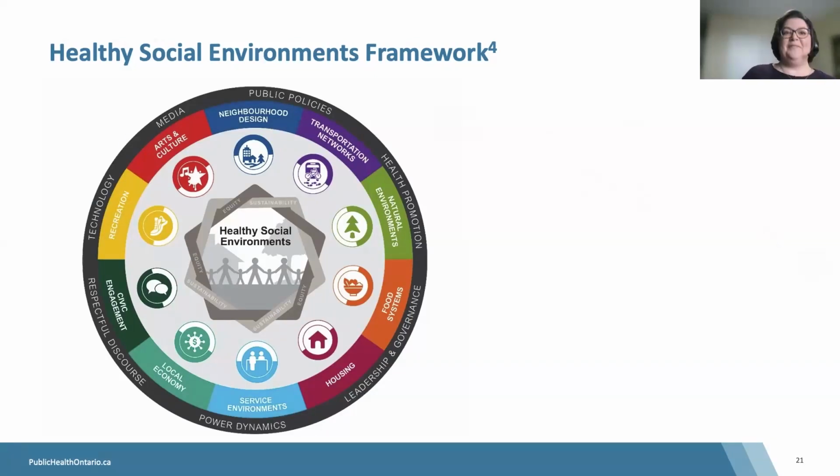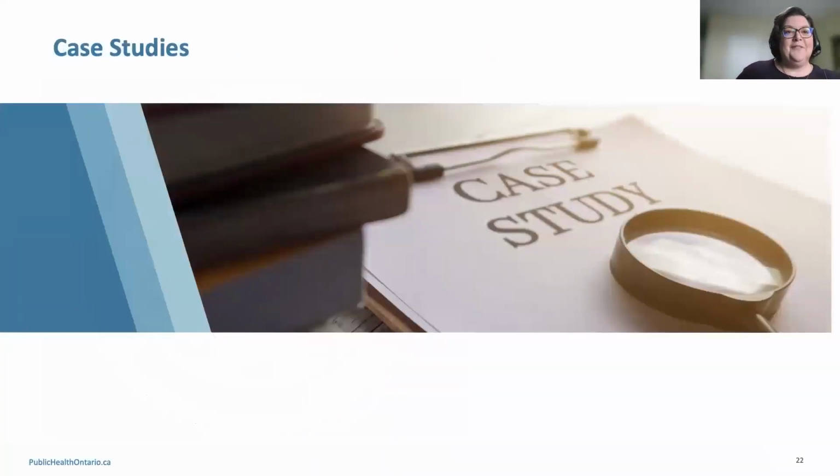Okay, so I've talked an awful lot about the theory. I want to give you a couple of case studies from the literature so that you can get a more concrete sense of what it can look like to develop initiatives that build healthy social environments. And both of these case studies involve walking. Again, quite a lot of research in the physical activity space, particularly around walking.